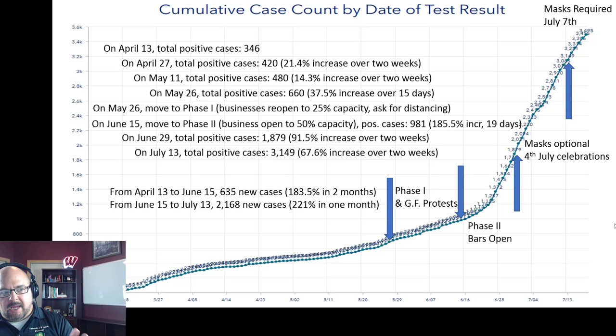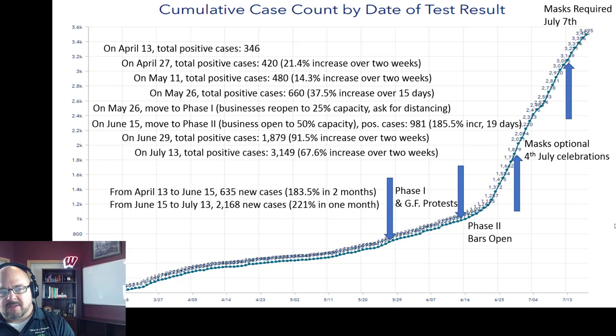Then on May 26th, Dane County moved to phase 1, in which businesses were reopened at 25% capacity. They're just asking for distancing and other things, but there were still a few other things that remained closed, such as gyms. And I'm pretty sure the bars had opened at a small capacity at that point. On June 15, Dane County moved to phase 2. Businesses went to 50%. Now a lot of things could open at that point.